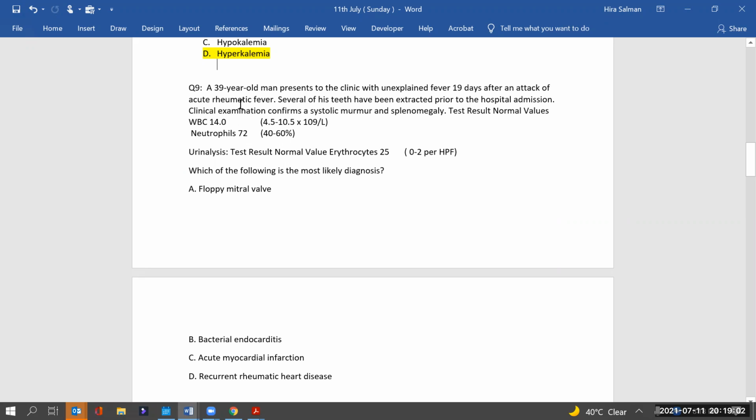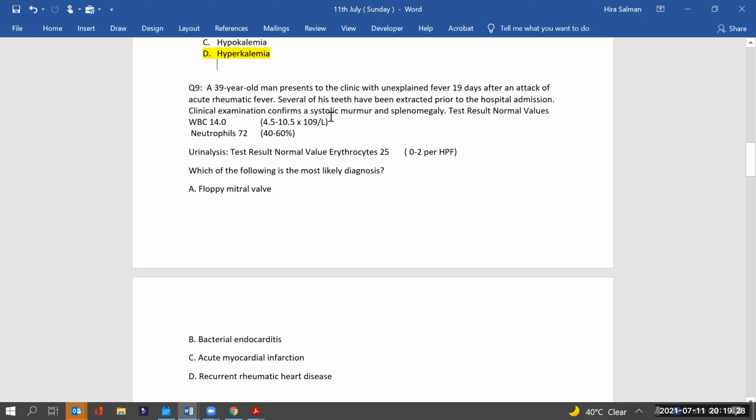See, you have to make points in your head that rheumatic fever was there. 19 days fever is there. He was having a history of this fever, and he's presenting to the clinic. The age of the patient is this one. Sex also matters sometimes. Several of his teeth have been extracted prior to the hospital admission. So there's a history of too much work done on his teeth.